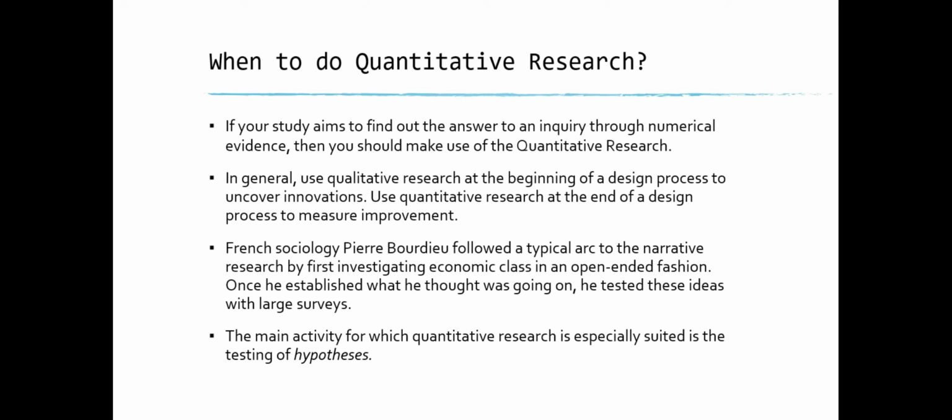According to Pierre Bourdieu, a typical arc to the narrative of research is first investigating economic class in an open-ended fashion. Once he established what he thought was going on, he tested these ideas in larger surveys. So that's a good example of quantitative research. The main activity for which quantitative research is especially suited is the testing of hypotheses.